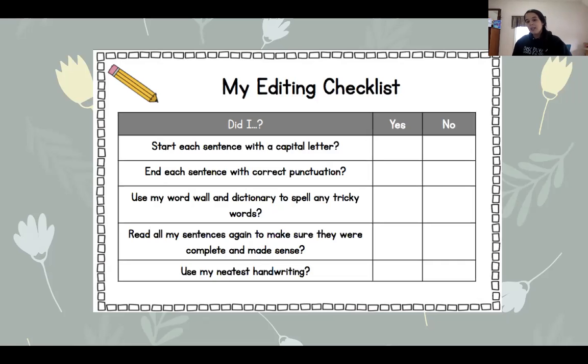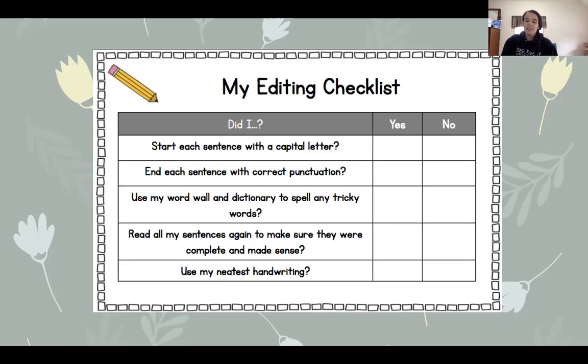Now, this means you might be reading the same page a few times, like 4 or 5 times, first to check for capital letters, and then read it another time to check for punctuation, and then another time to check for spelling, and another time to check for your sentences being complete. So don't rush this. Let it take you a while, okay? It's okay to spend a lot of time publishing your writing. That's what makes it great.